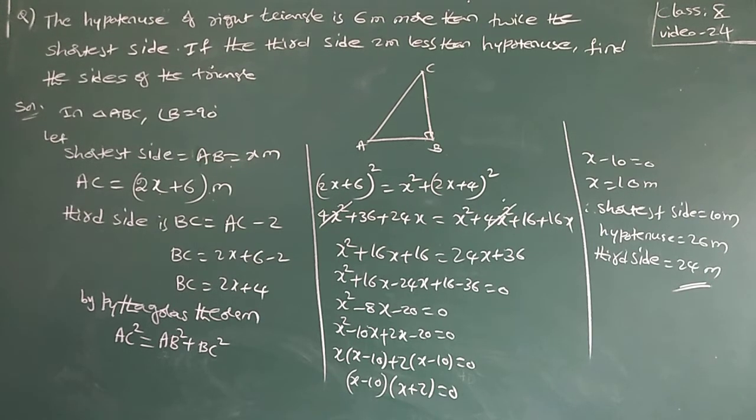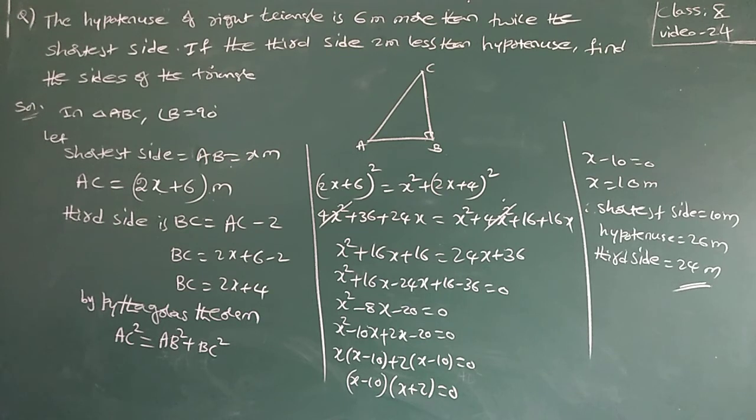AC square is equal to, means AC is 2x plus 6, whole square, is equal to x square plus 2x plus 4 whole square. Using (a plus b) whole square, expand: 4x square plus 36 plus 24x is equal to x square plus, again (a plus b) whole square, 4x square plus 16 plus 16x, that is equal to x square plus 16x plus 16. First I wrote the right hand side as the left side value and the left side as the right side. I just changed their places.